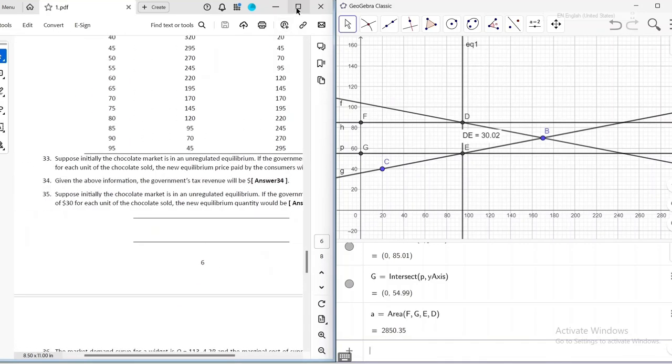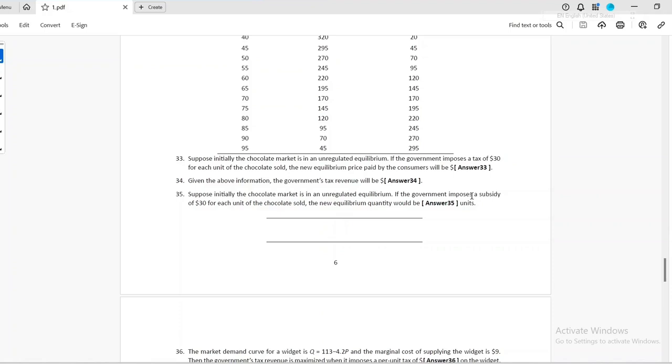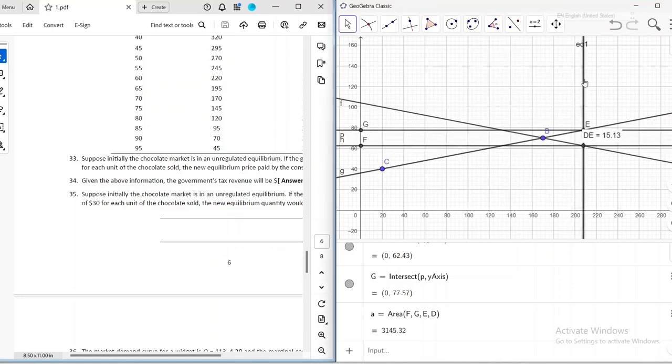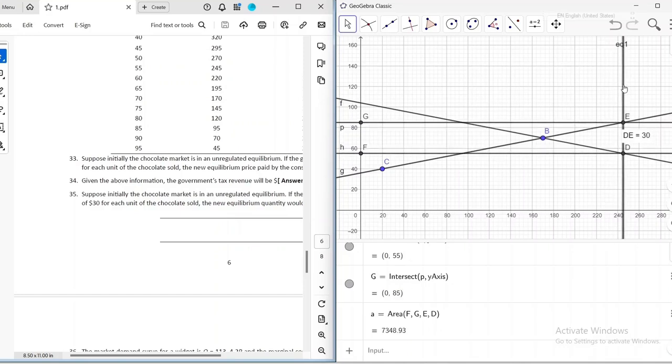Now, in the next question, you are asked to impose a subsidy of $30. So again, this is quite opposite. You need to shift this curve to this side and make it $30. So let me move this curve to this side and let's make it 30. Okay, so this is almost 30. All right.